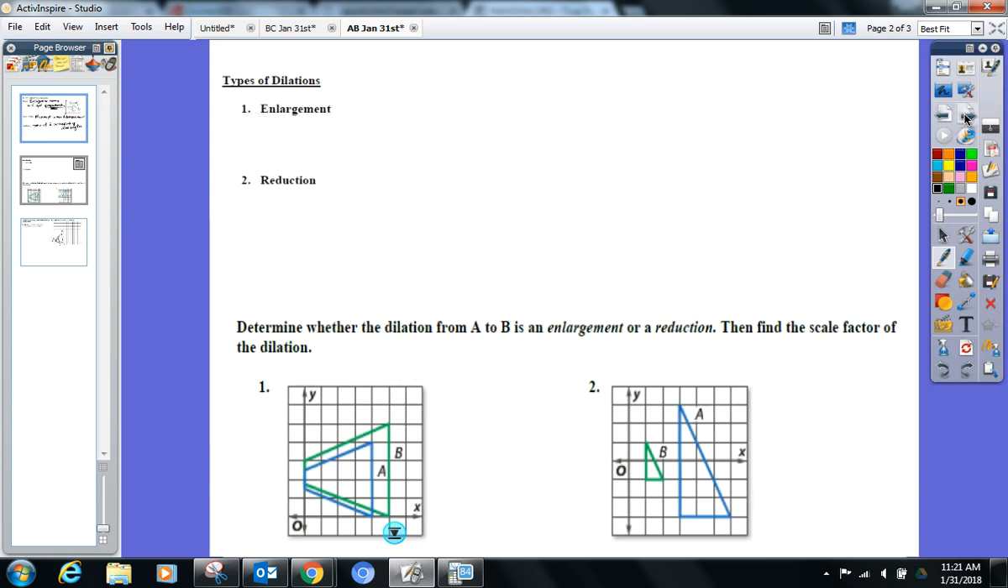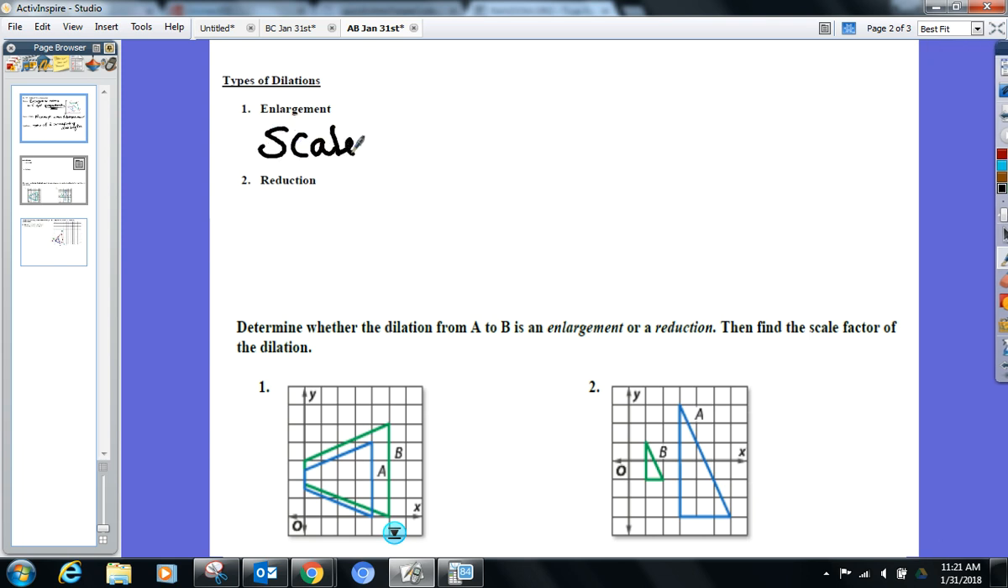Remember we said we had an enlargement or a reduction. If you have an enlargement, here you go, everybody, your scale factor: if a figure is getting bigger, the scale factor will always be greater than 1. If the figure is getting smaller, I'm going to assume a lot of you are now thinking in your head scale factor less than 1. Not exactly. The scale factor will be between 0 and 1.